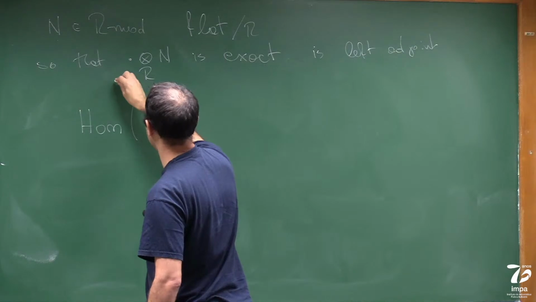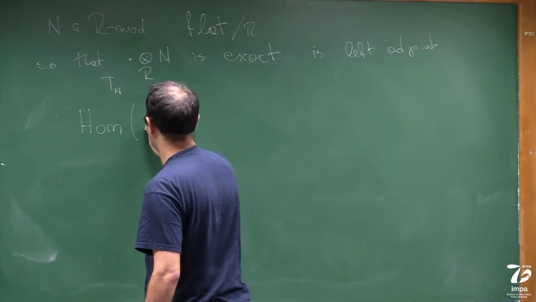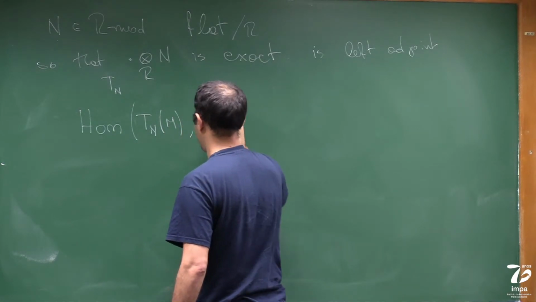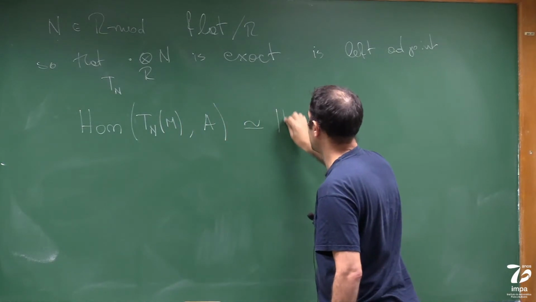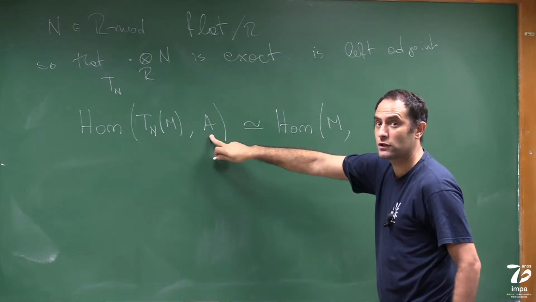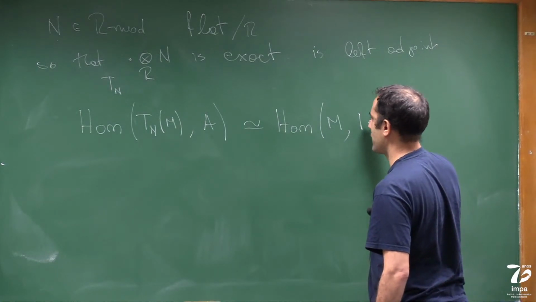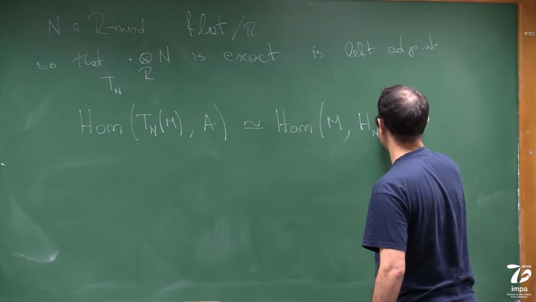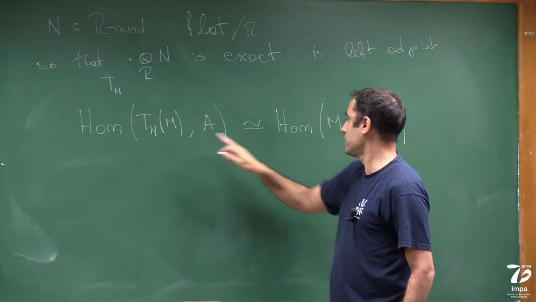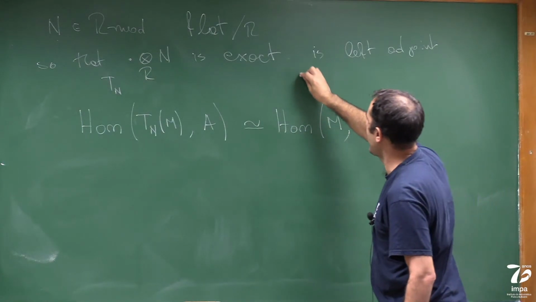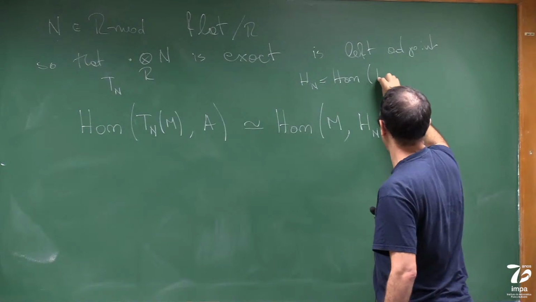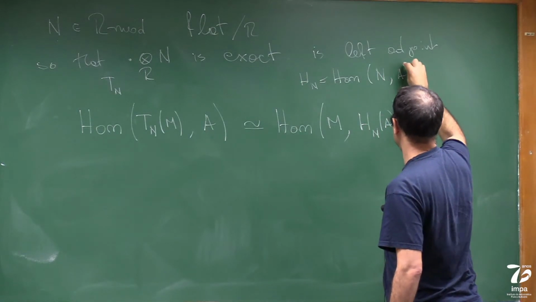Let me put a name to this functor. Let's put T_N. T_N applied to M, A, which is isomorphic to hom of M, and now I need to apply a functor to A. Let me call that functor H_N applied to A. This is my adjunction. This is my functor F, and this is my functor G. And H_N is hom(N, A).